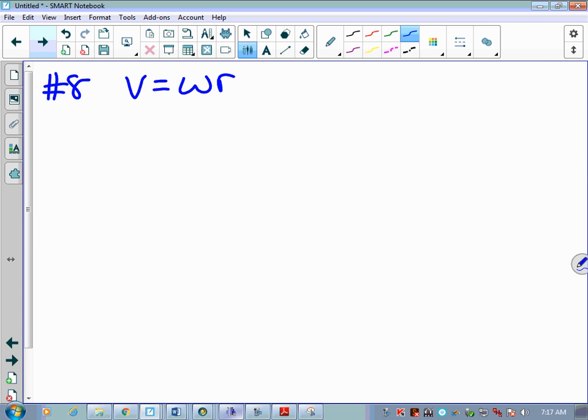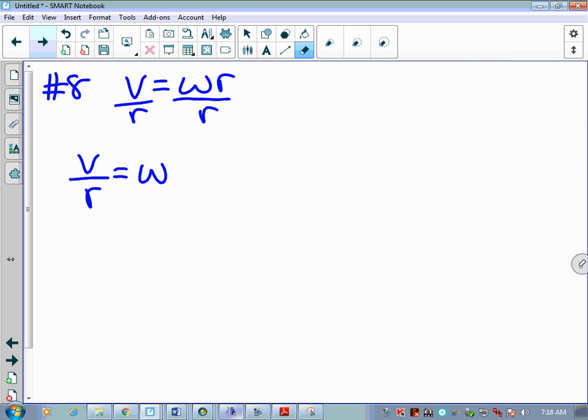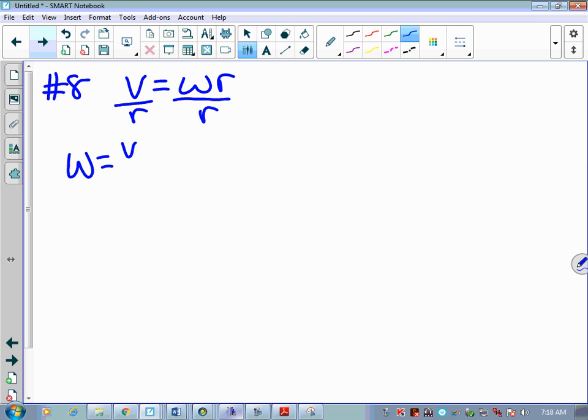But as I take this question and look at it again, we know the diameter is 36 inches. What they're looking for here is the angular velocity. So I have to solve for angular velocity, which means we're going to divide by r. So v divided by r equals angular velocity, or better yet, angular velocity equals v over r. Just so we see the difference there.